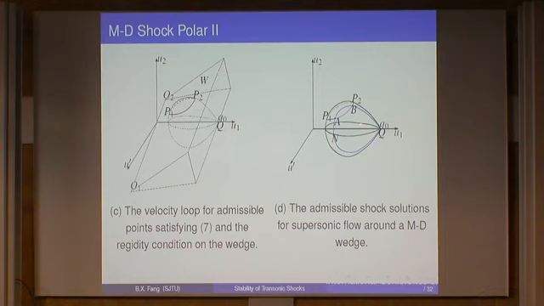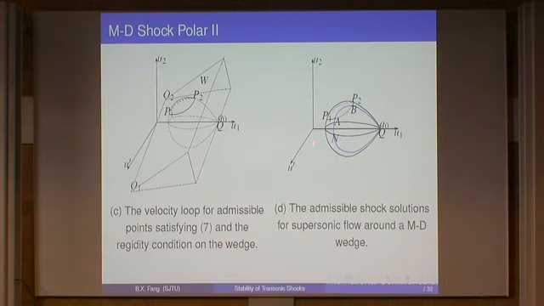So in case, of course, it's possible that we don't have intersections for these two loops. Then in this case we don't have attached shock solutions, which means that the shock solution should go beyond the edge of the wedge. So we have a shock just ahead of, not attached to, the wedge.